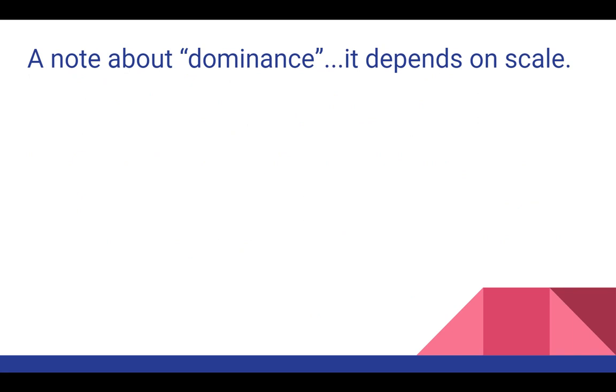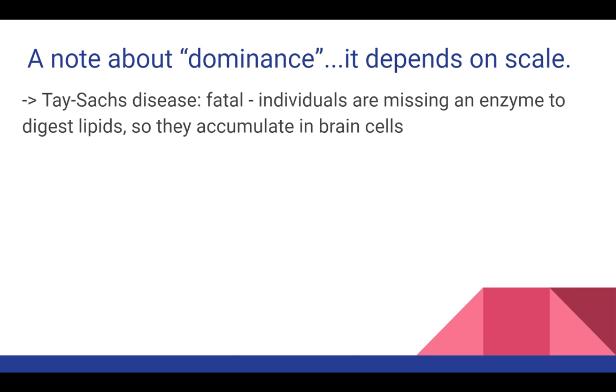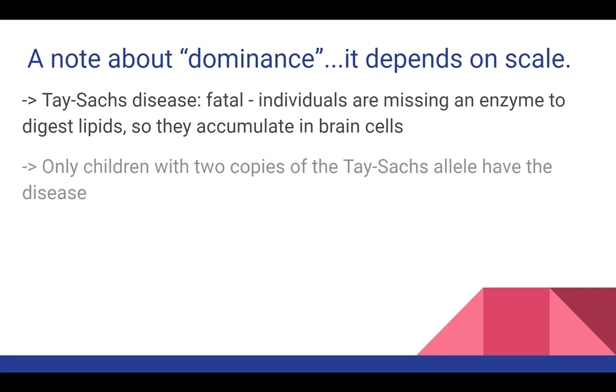One interesting side note about this idea of dominance: obviously there we were looking at the phenotypes of the entire organism. But depending on the scale that you look at this with, there are some interesting examples that show you, once again, things are always more complicated than the easy answers. Tay-Sachs disease is an example of this. It's a fatal disease because individuals are missing an enzyme that breaks down lipids, and so they accumulate lipids, fats, in their brain cells, and that eventually kills them.